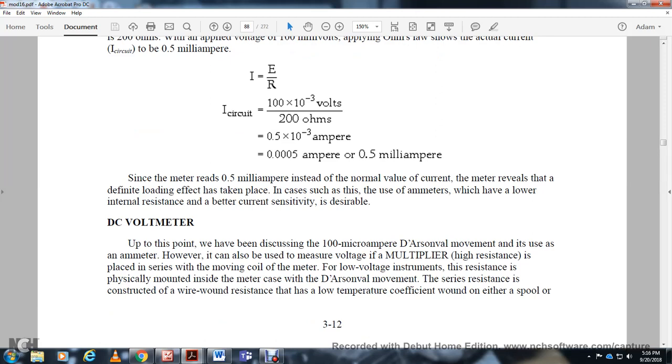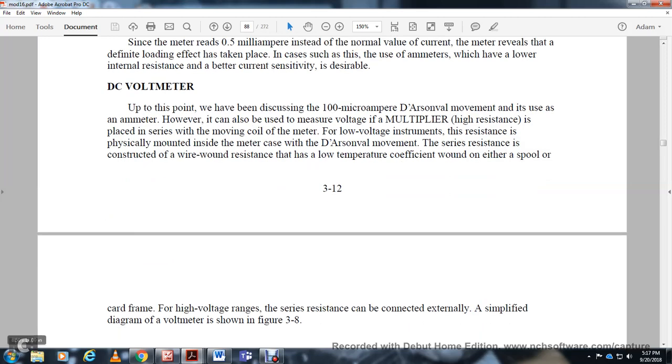All right, the DC voltmeter. Up to this point, we have discussed the 100 microamp D'Arsonval movement in the ammeter. It can also be used to measure voltage, with a high resistance in series with the moving coil of the meter. The resistance is physically mounted inside the meter, in series with the D'Arsonval movement. The series resistance is a wire wound resistor with a low temperature coefficient, wound on either a spool or card frame for the high voltage range.